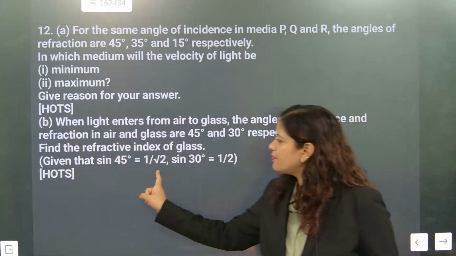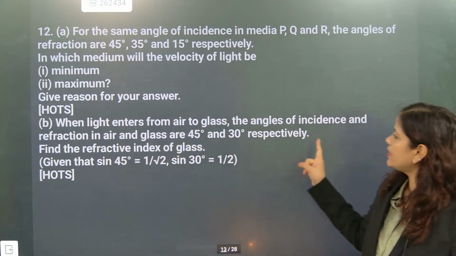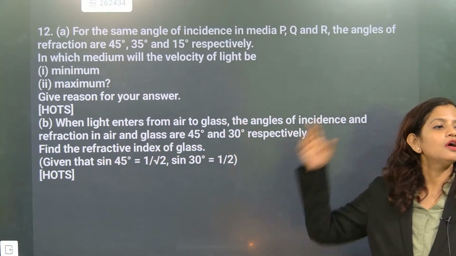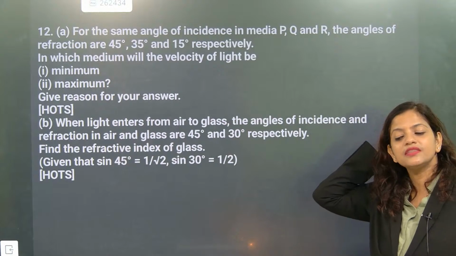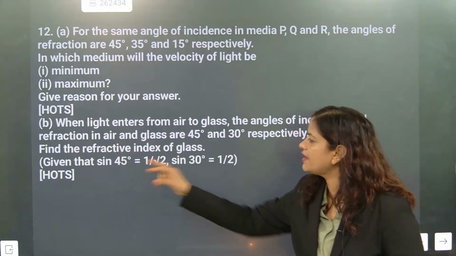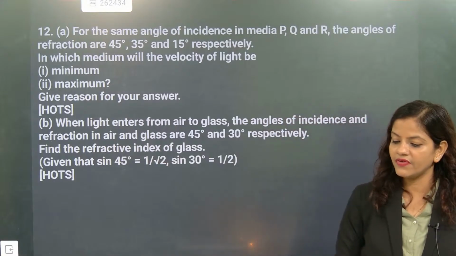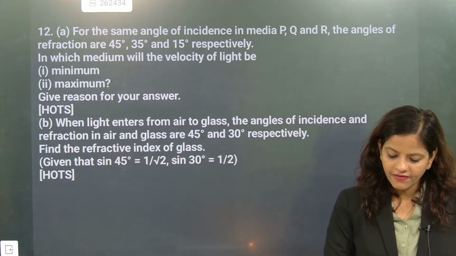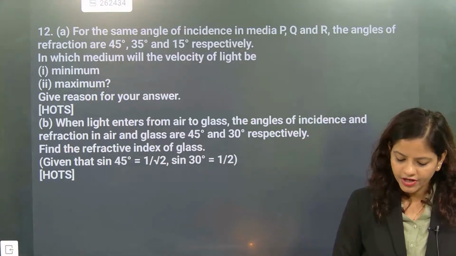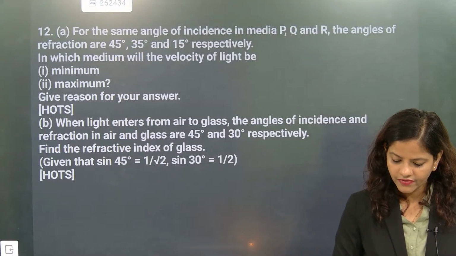See, beta, the biggest clue is that they did not give the value of sine 45 degree and sine 15 degree. But did you check this one thing, that they gave sine 45 degree and sine 30 degree values. These two values they have given.